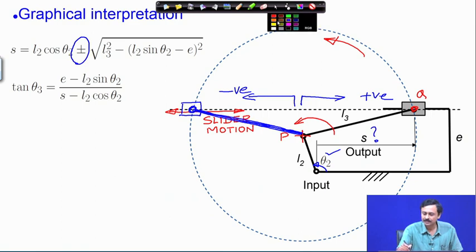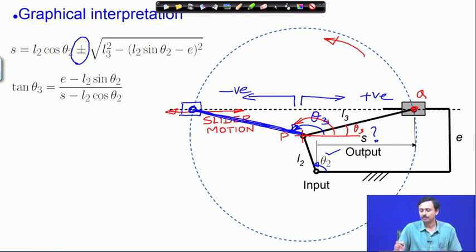And then you can see that the angle theta 3 will correspondingly be different. So, this is theta 3 for the black configuration and this is theta 3 for the blue configuration. The correct quadrant will be obtained when you use the atan2 function.